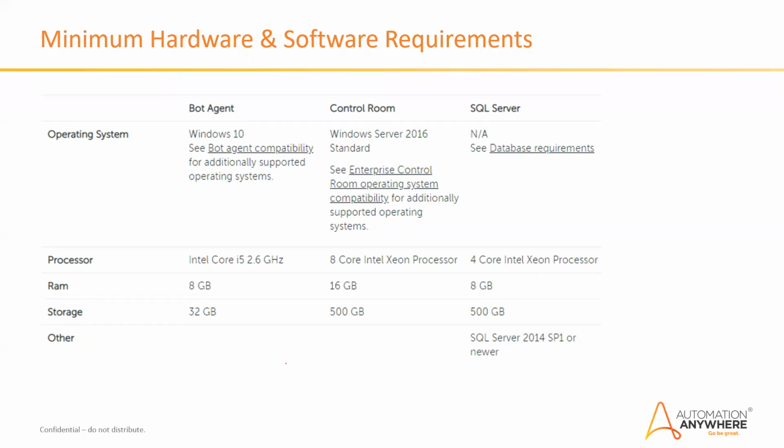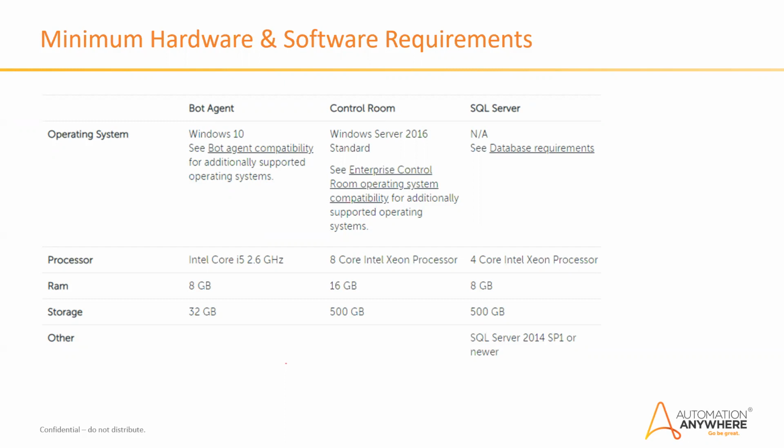But back to the bot agent, from a hardware perspective, it's fairly minimal specs. Intel Core i5 with 2.6 gigahertz, 8 gig of RAM, storage 32 gig, and that's mainly due to files that you might want to process and move around. The bot agent itself is not 32 gig big, so that's a fairly small installation file actually.